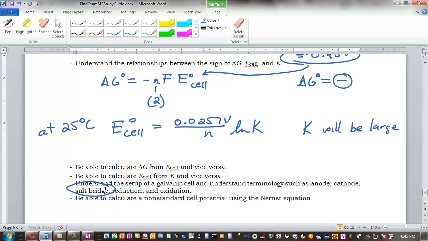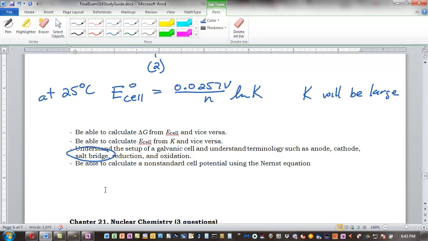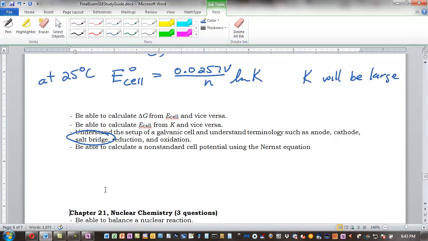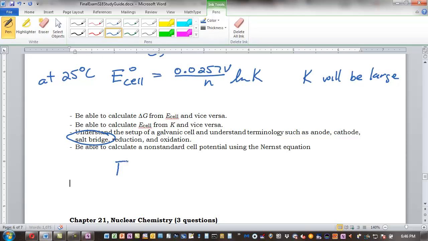All right. And the last thing in this chapter, we went pretty quickly here. Definitely know how to do the calculations up above, but the equations will all be there. Non-standard cell potential. So all of this stuff up above was standard. There is an equation.